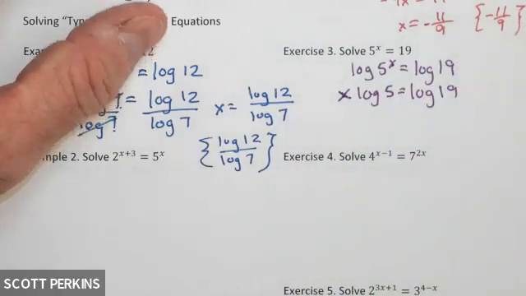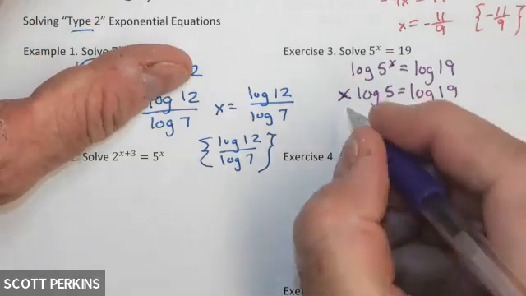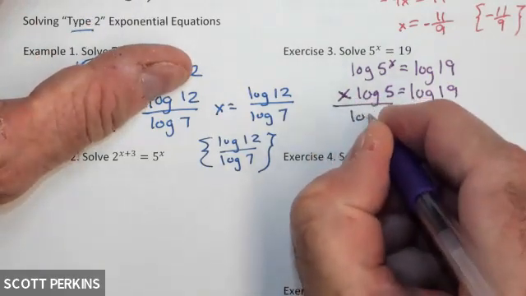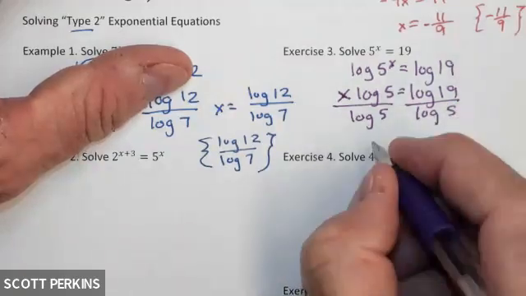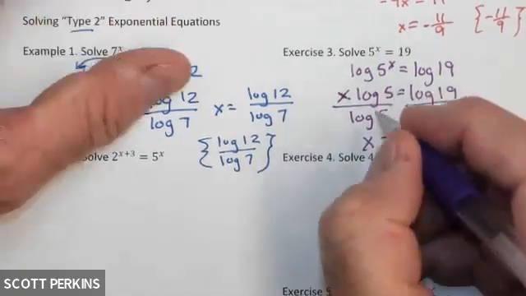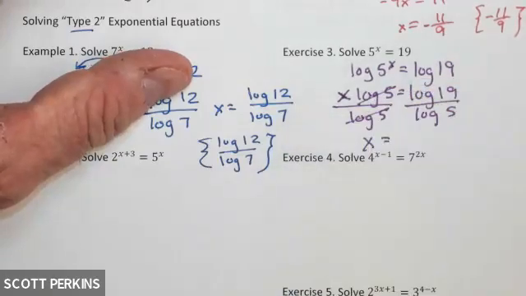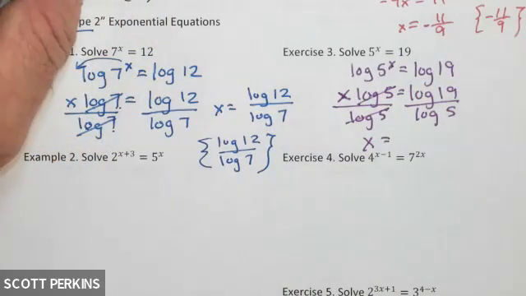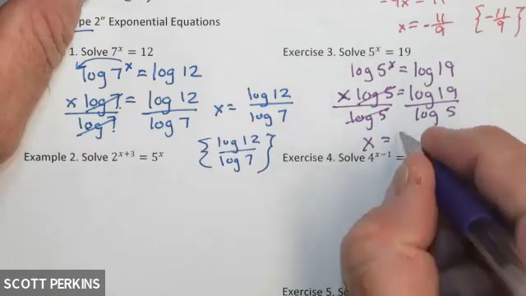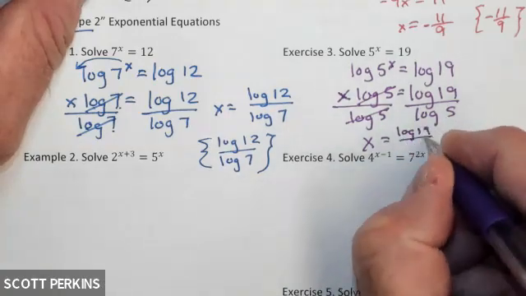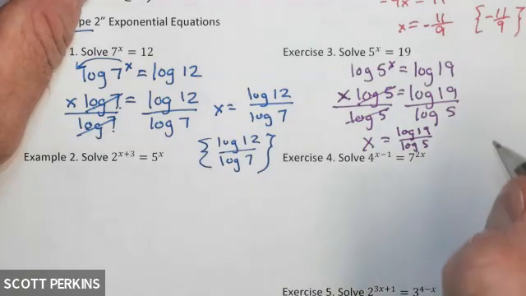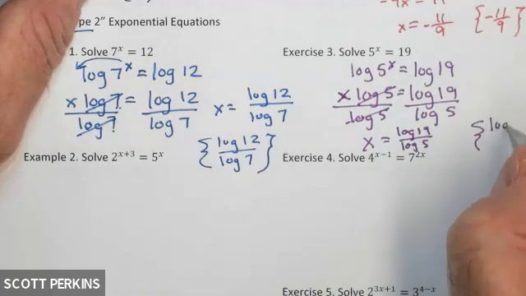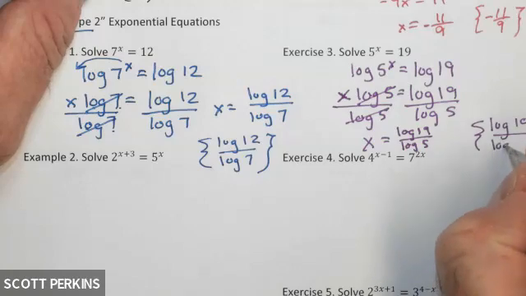Both those logarithms are just numbers. They're constants. So I'm just about done with the problem. I'm going to divide both sides by the logarithm of 5. On the left side, those are both the exact same number, logarithm of 5 and logarithm of 5, so I can cancel it. On the right side, I'm just going to leave this as the exact answer, the logarithm of 19 divided by the logarithm of 5. And that is my solution set, and I'm done.